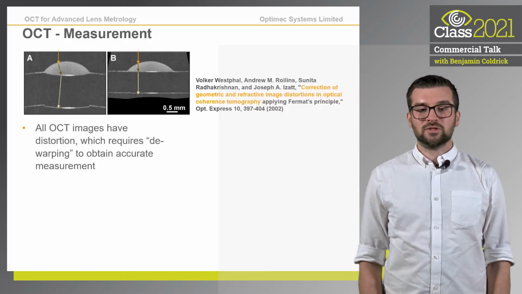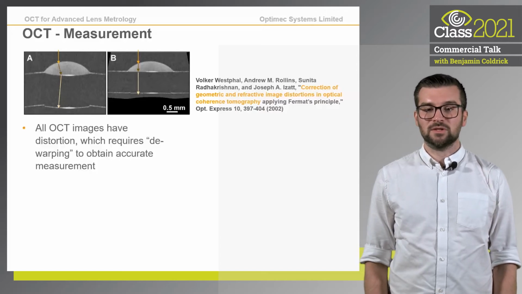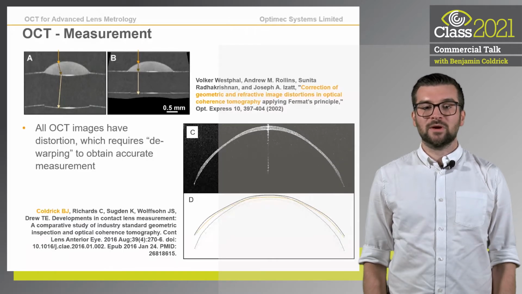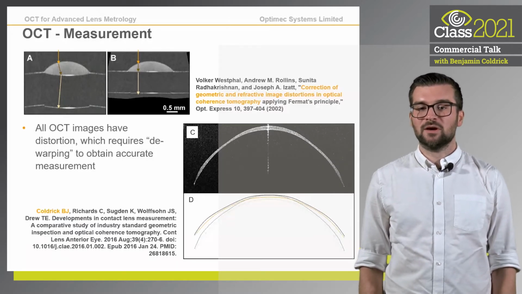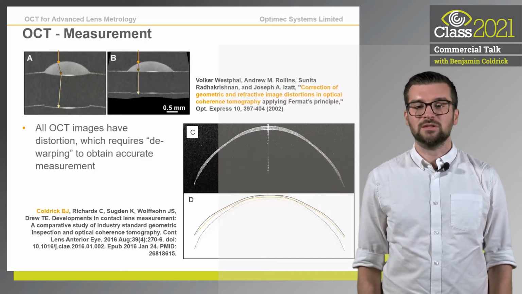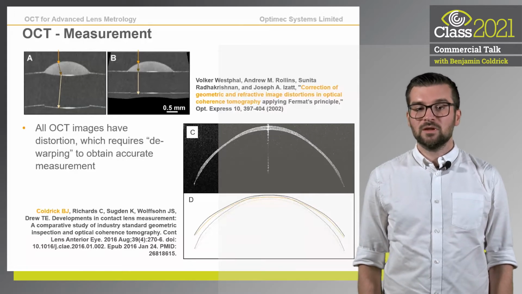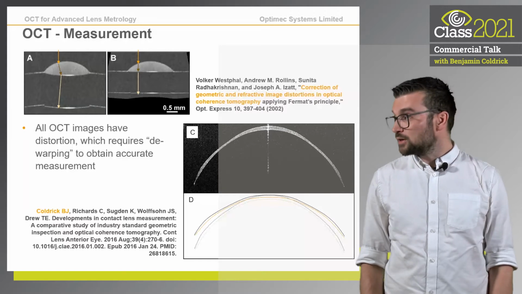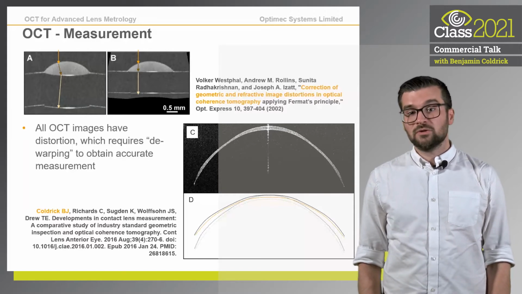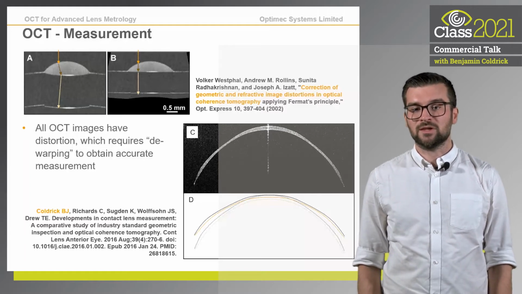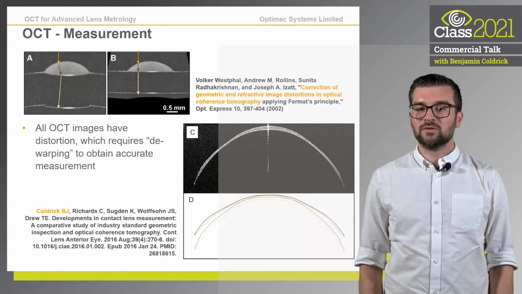As a result of the refraction, all OCT images are distorted, and this distortion needs to be removed to obtain accurate data. Optimec Systems developed a number of algorithms to do this, allowing sample surfaces to be extracted and dewarped based on the refractive index of the samples and the measurement medium. This allowed complex geometries to be quickly and accurately measured, as shown on the right here. C shows the original image of a lens in saline, and D shows both the dewarped real lens outline, the solid lines, in comparison to the dotted original outline.